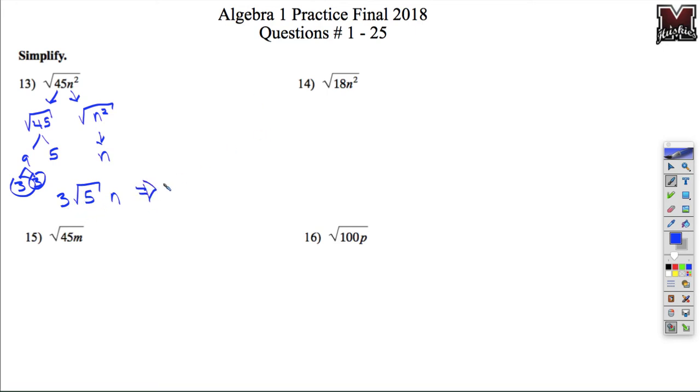So this is now going to be turned into 3n square root of 5. Box my final answer. Moving on to number 14.